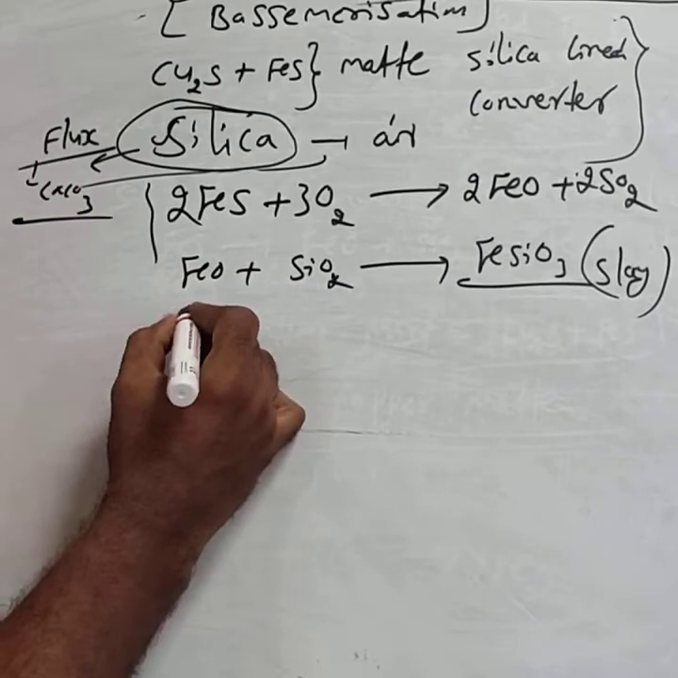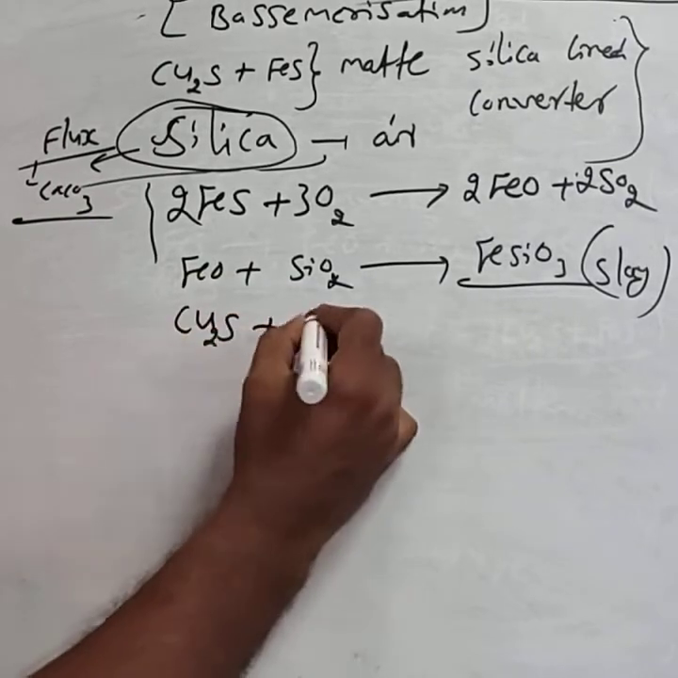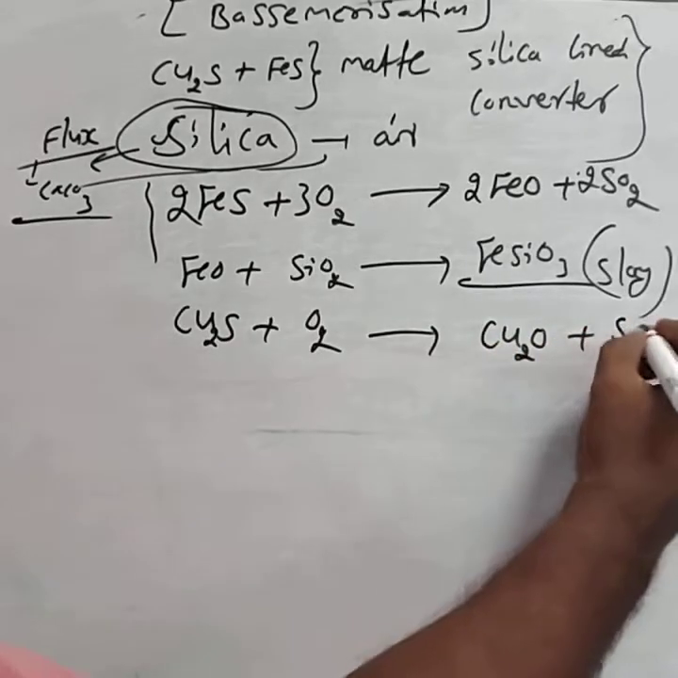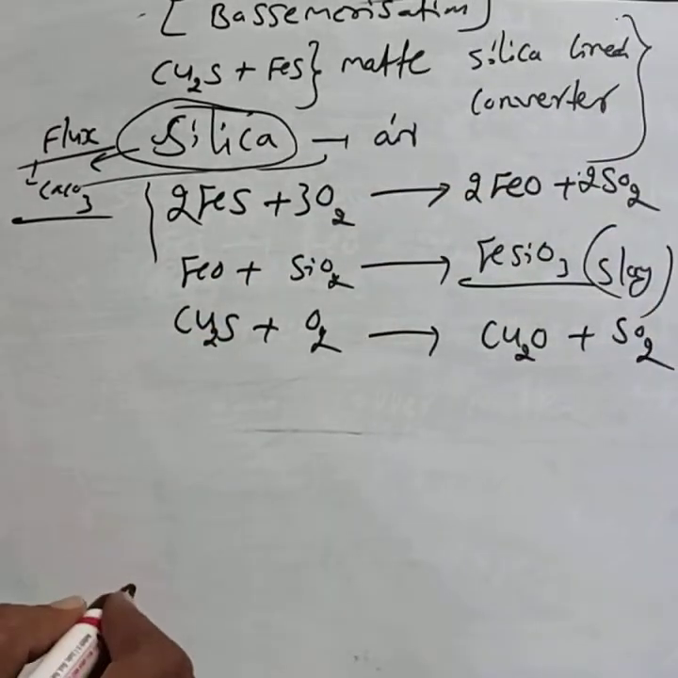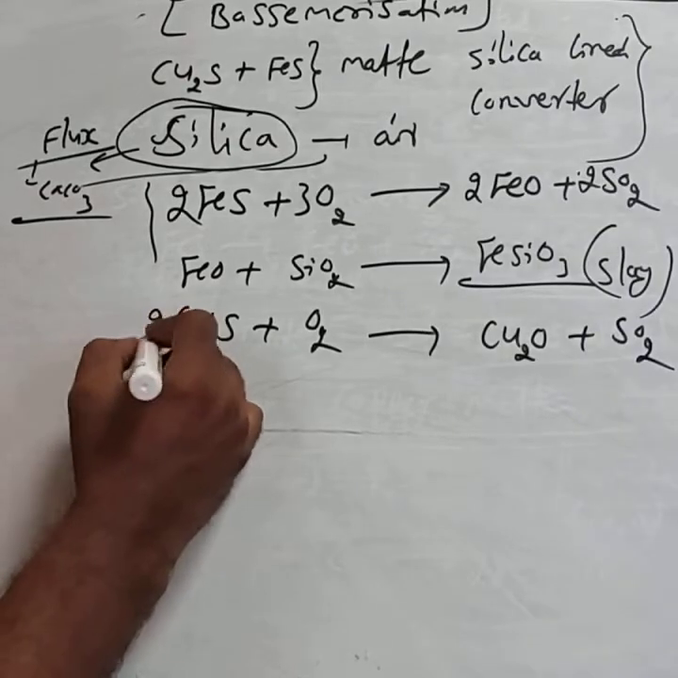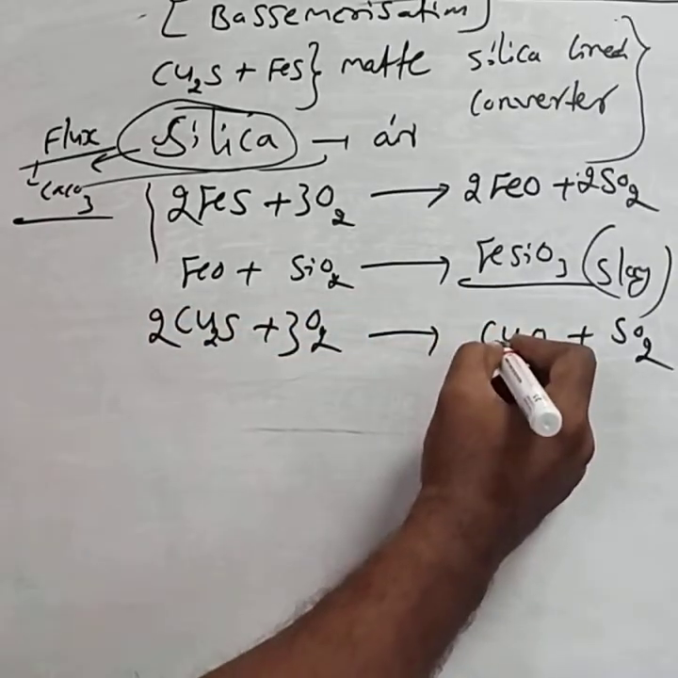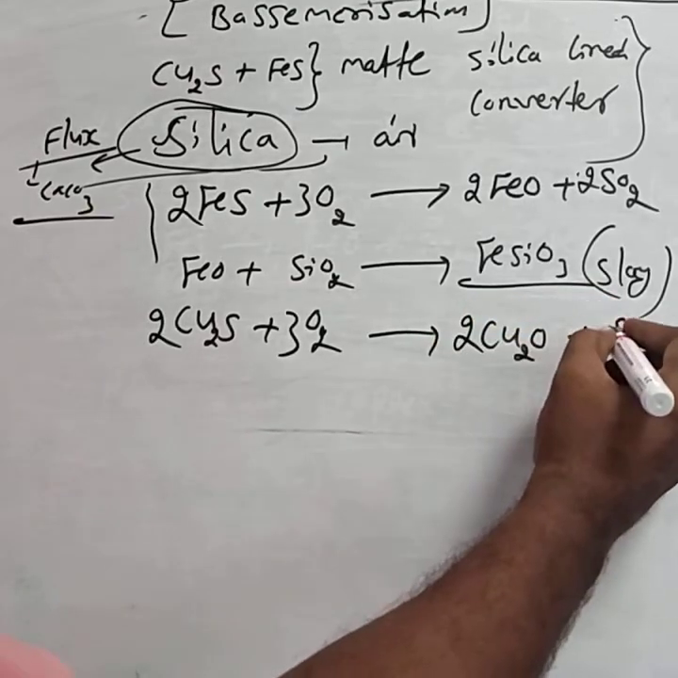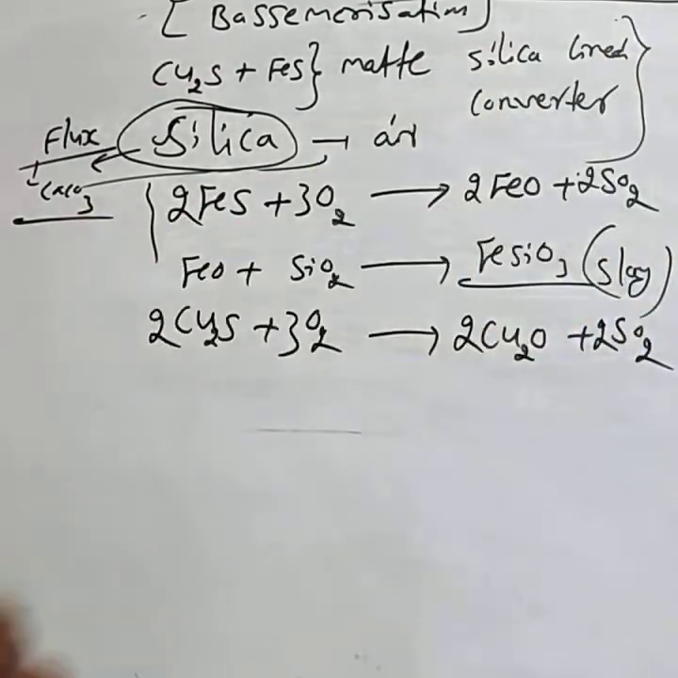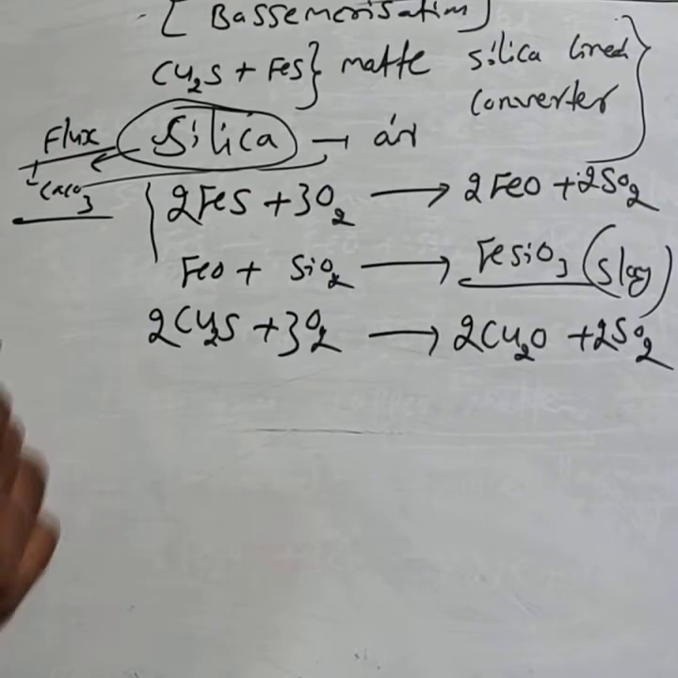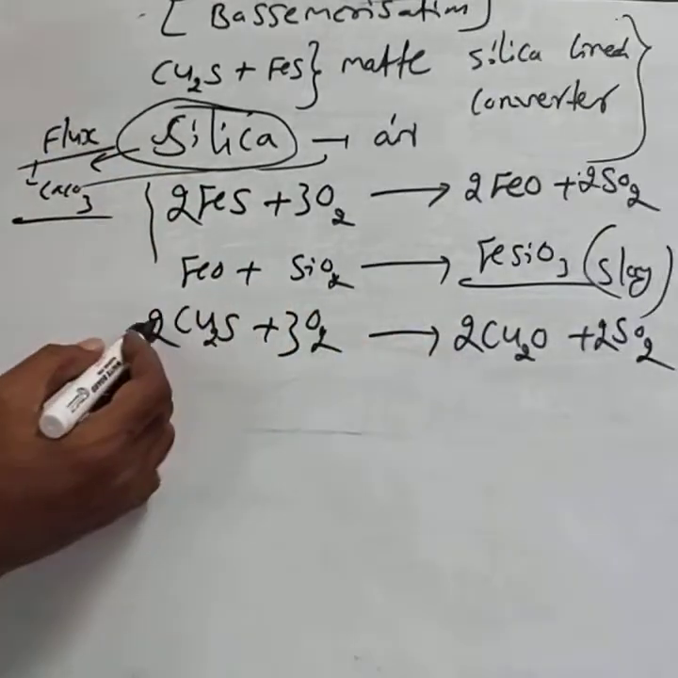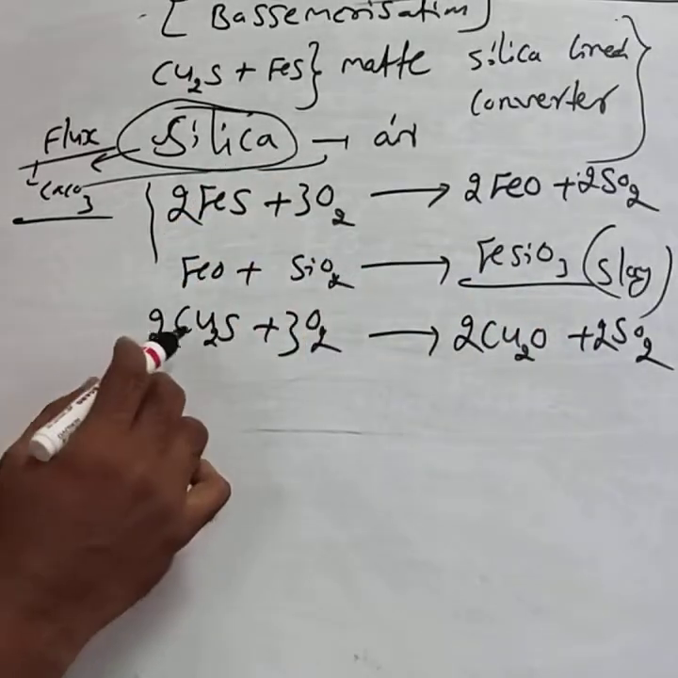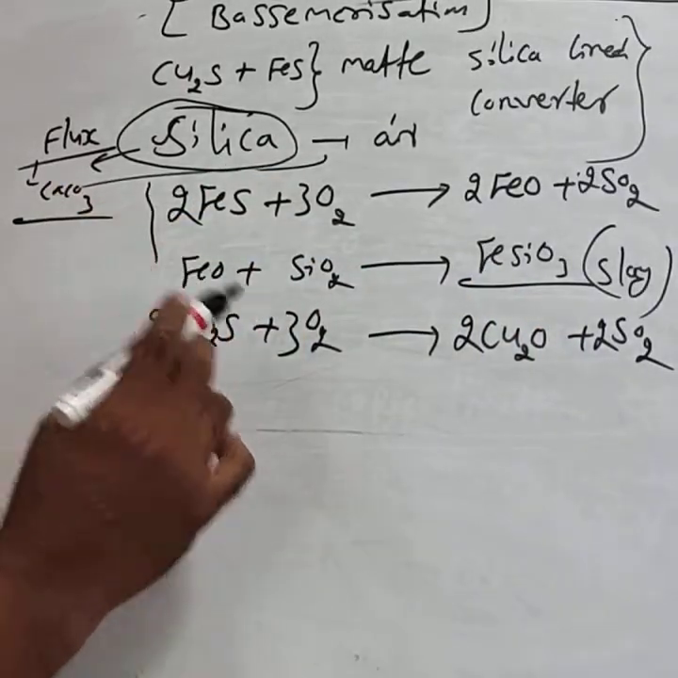Then Cu2S plus O2 forms Cu2O, liberating SO2. Balanced: 2Cu2S + 3O2 gives 2Cu2O + 2SO2. In any inorganic reaction, without balancing, you won't get the marks. You have to balance exactly.